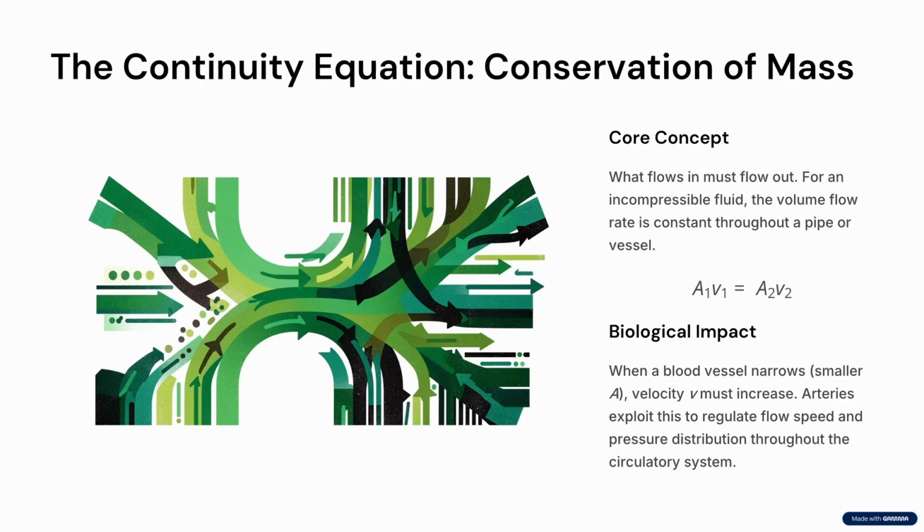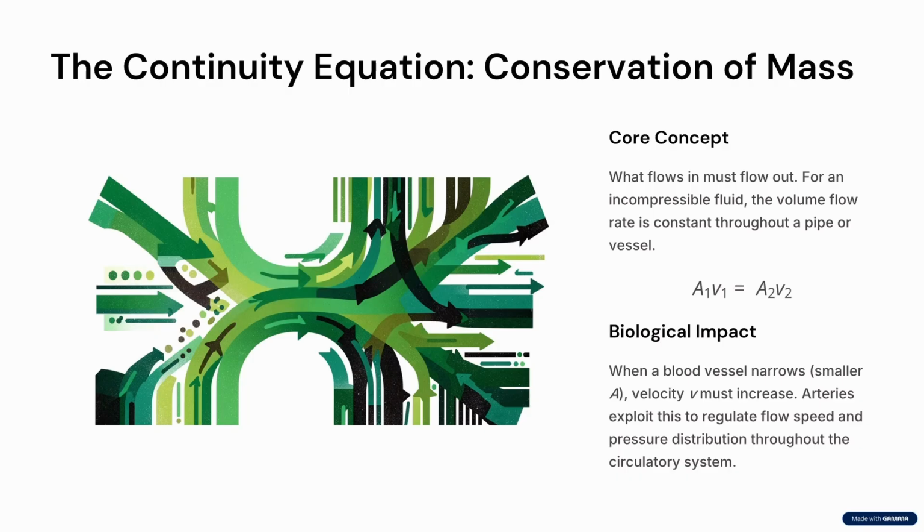The volume flow rate just has to remain perfectly constant throughout the entire system, regardless of how the vessel changes shape. Right. So the A in that equation stands for the cross-sectional area of the vessel, and the V is the velocity of the fluid. Because multiplying the area by the velocity must always equal the exact same constant number, those two variables are inversely proportional. Yes. So if the area goes down because the pipe gets smaller, the velocity of the fluid simply must go up to compensate.